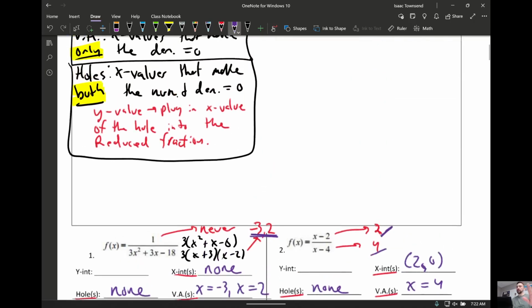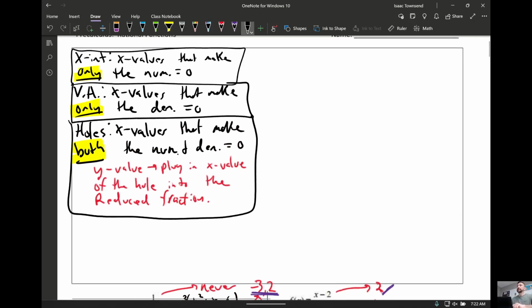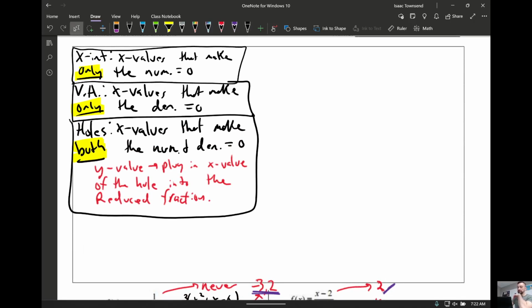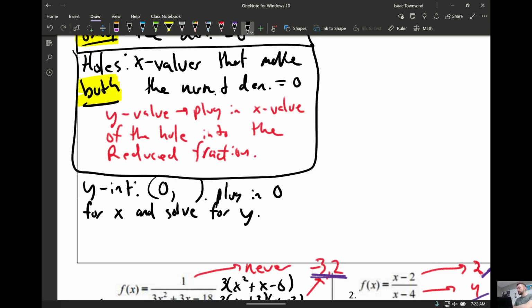Okay. All right. What I would say is probably the next easiest would be y-intercept. So to find a y-intercept, plug in 0 for x, just like all algebra stuff. Plug in 0 for x and solve for y.